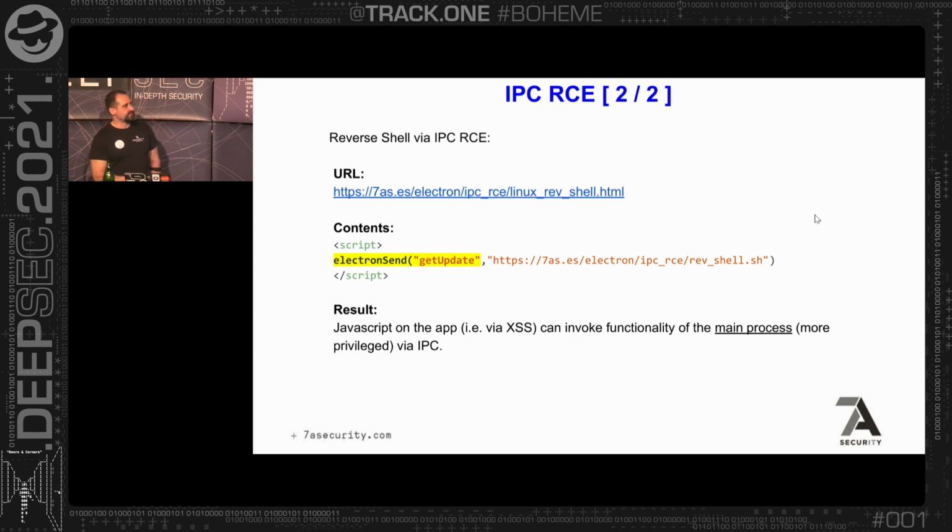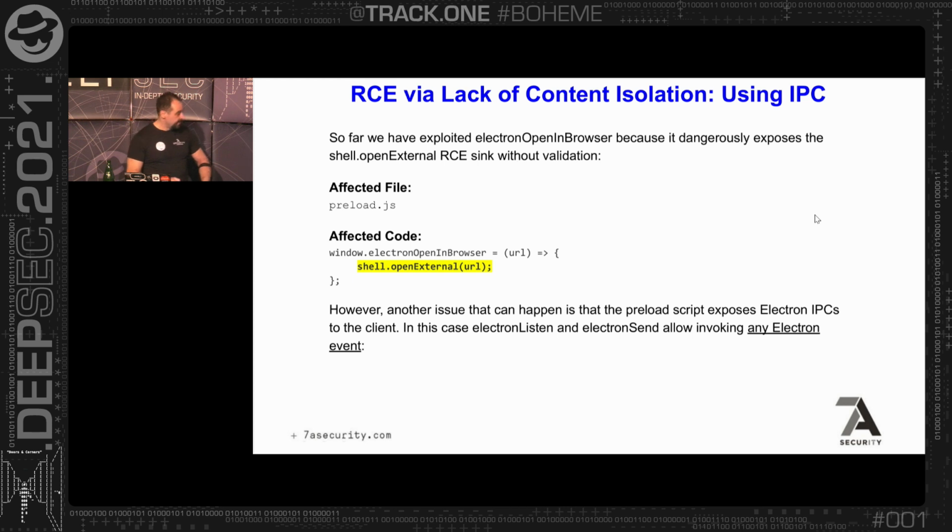So we can basically do this. We can do electron.send getUpdate, and then just provide some link to get the update from. And this will make the application download this update, give it executable permissions, and run it. It is, of course, a fake update, and it will give us a Linux reverse shell. Right, so that is basically what this next demo is going to be about.